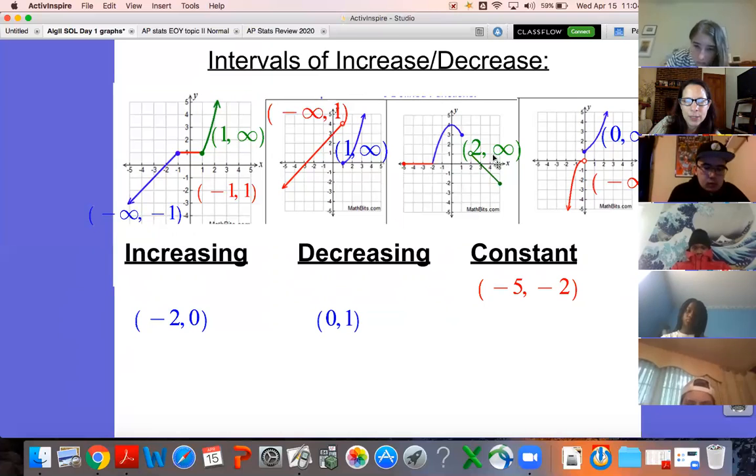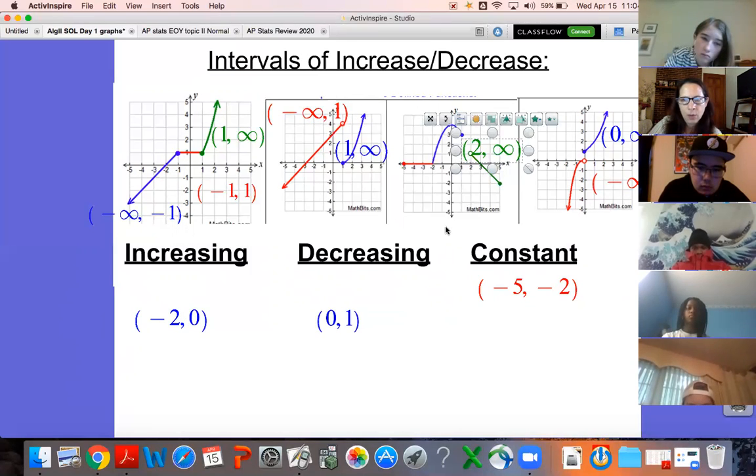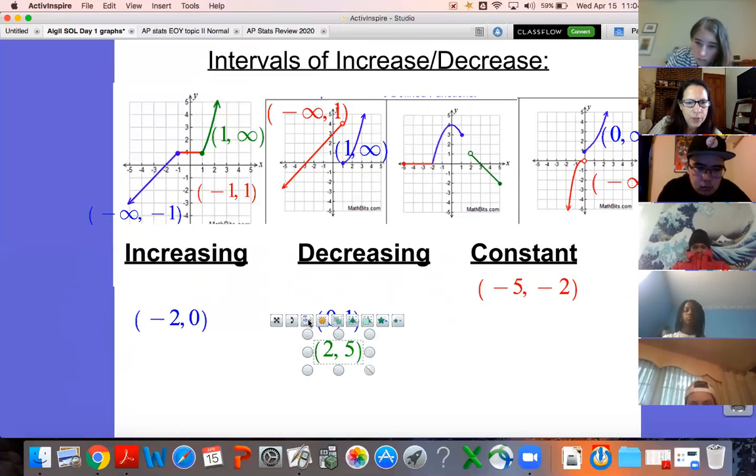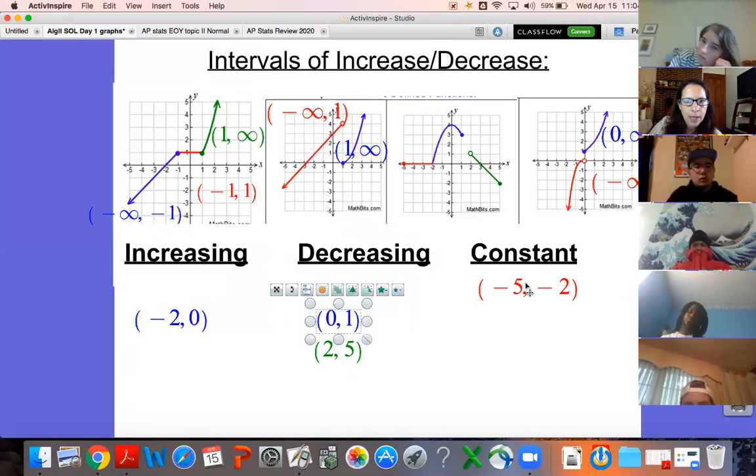So this piece decreases. And what about the 2 to infinity? Actually, that doesn't go to infinity either. That goes to 5. 2 to 5. What should we do with the 2 to 5? Decrease. So the sort for this graph has a constant piece, 2 decreasing pieces, and 1 increasing piece.